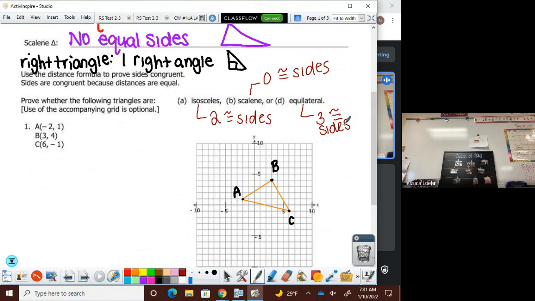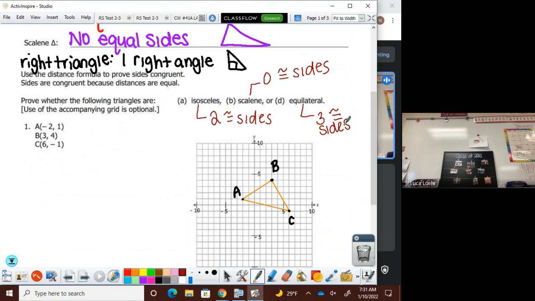So an isosceles triangle has 2 congruent sides, a scalene has 0 congruent sides, and an equilateral has 3 congruent sides. Since they're not asking you about a right triangle here, we're just going to do the distance formula. If they were asking me if it was a right triangle, I would have to do the slope formula because I would have to prove that 2 sides are perpendicular. But when they're just asking about these 3 types, I can get away with just doing the distance formula.